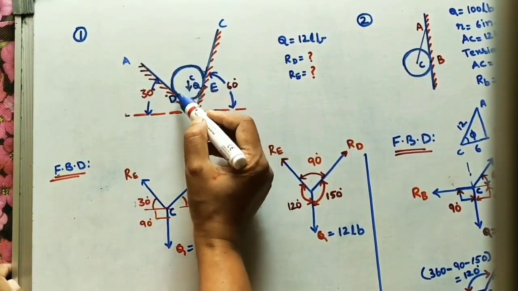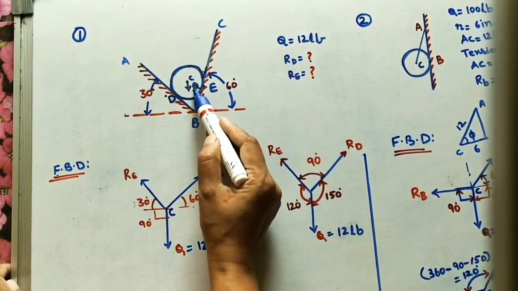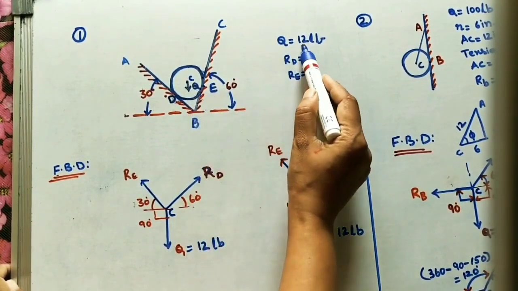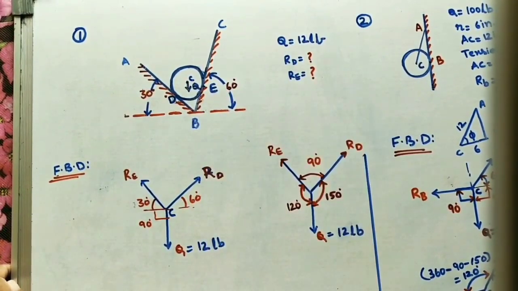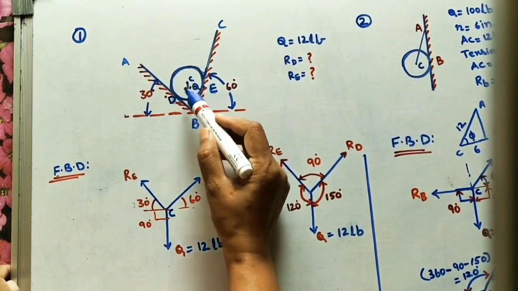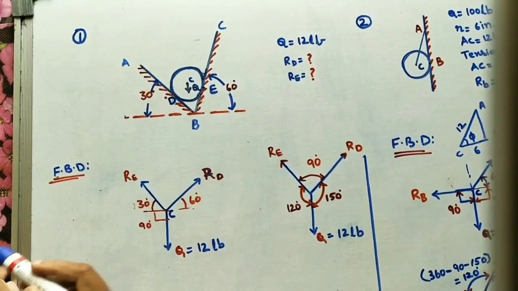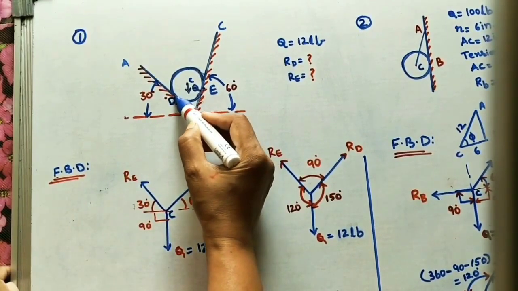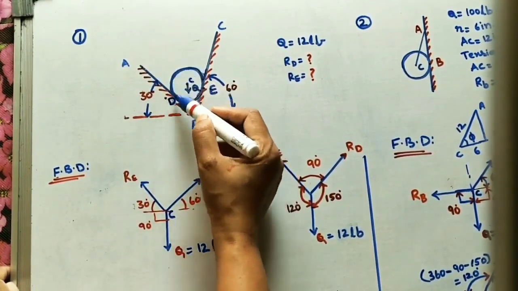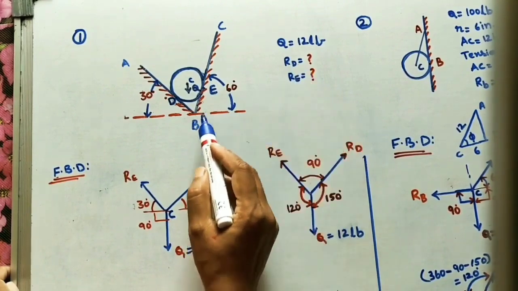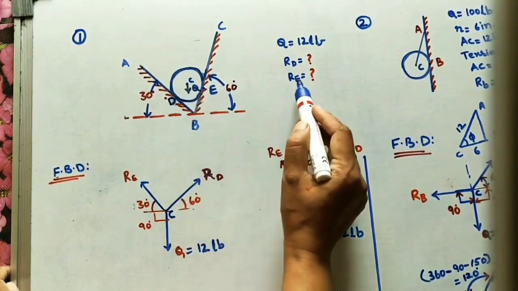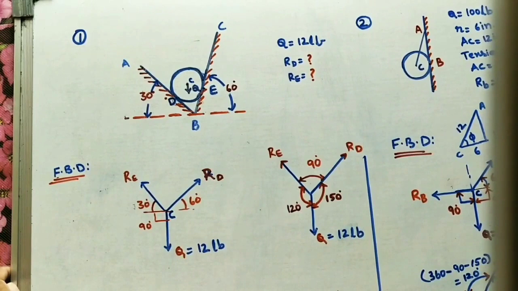Now for this roller, the given data is Q, the weight at the center, which is 12 lb. There are two contact points, D and E, for these surfaces with the roller. We have to find the reaction at the D point because of this surface on the roller, RD, and the reaction at the E point on the roller, RE.